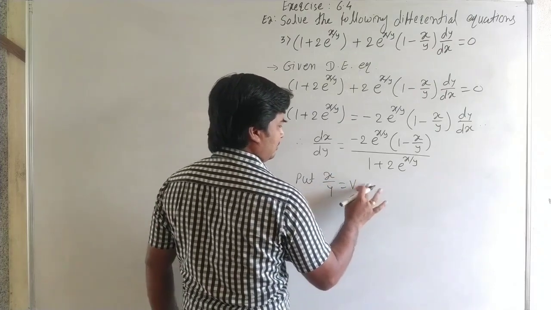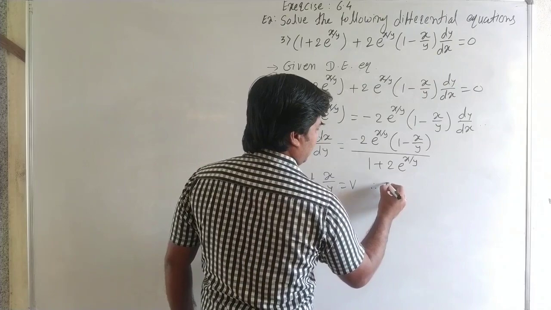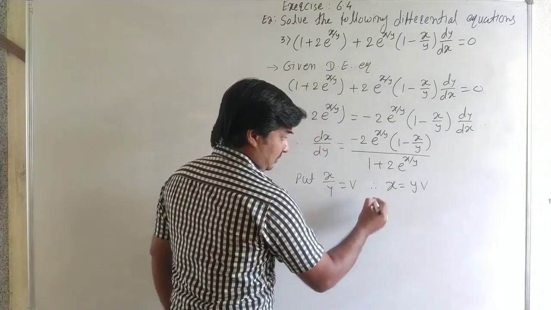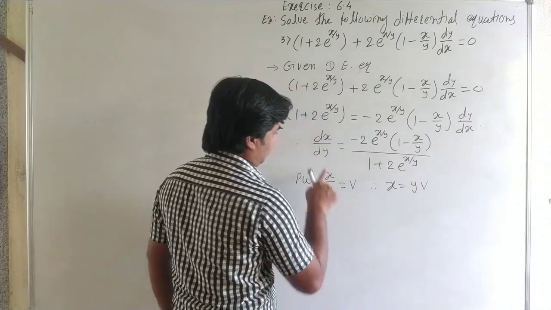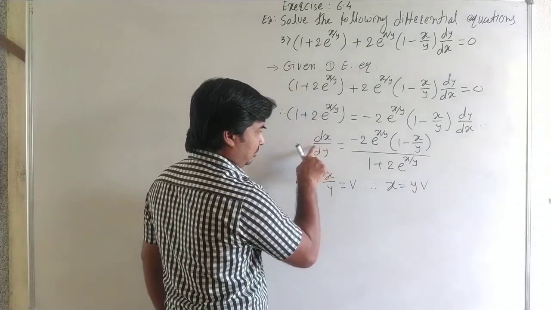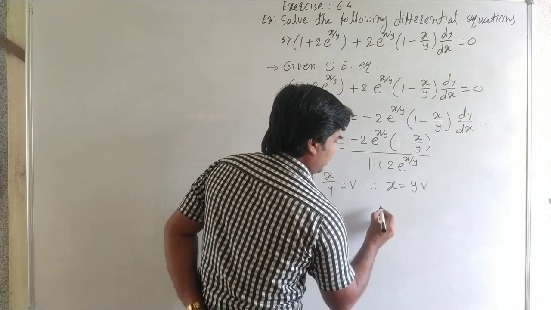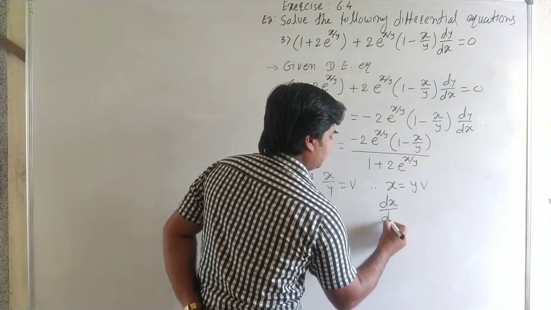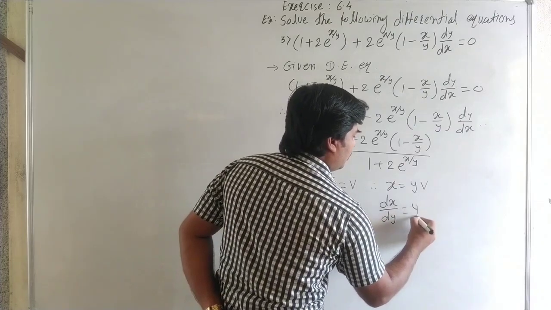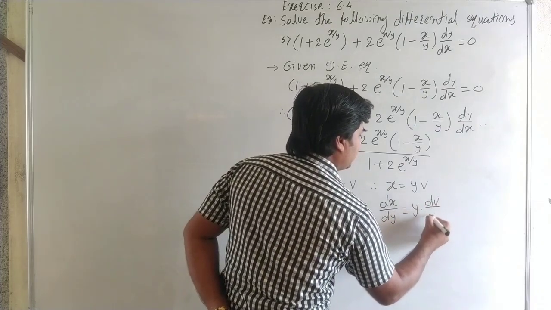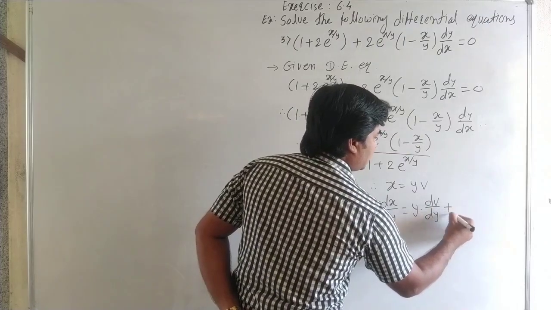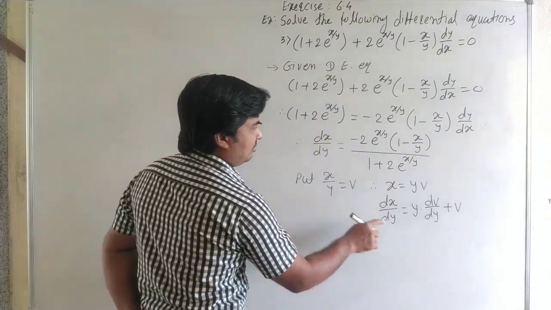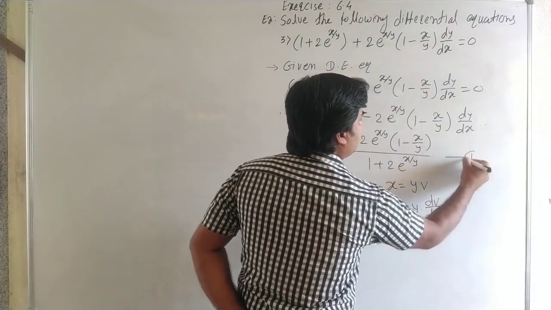That means x is equal to y into v. Differentiate with respect to y, because it is dx by dy, with respect to y. Therefore, dx by dy is equal to y as it is, derivative of v with respect to y, plus v as it is and derivative of y with respect to y, it is 1. That means it is dx by dy. It is equation number 1.